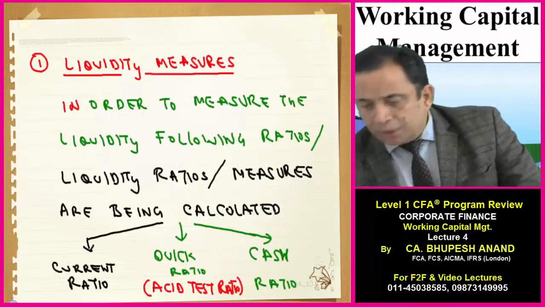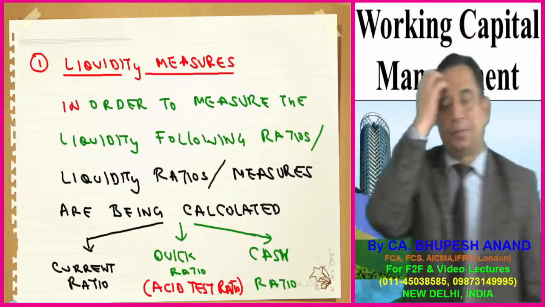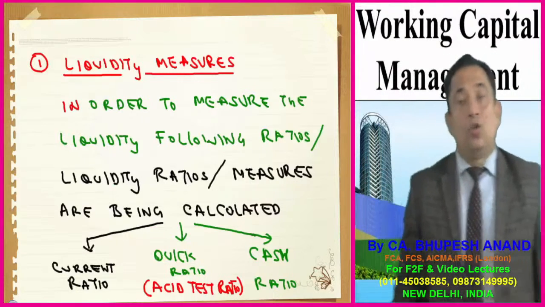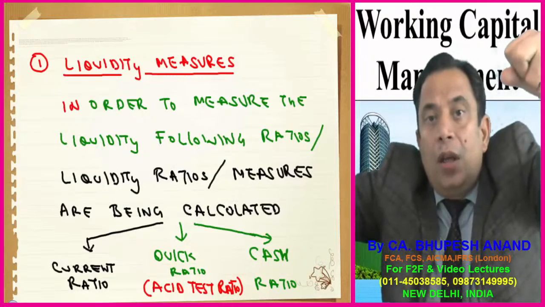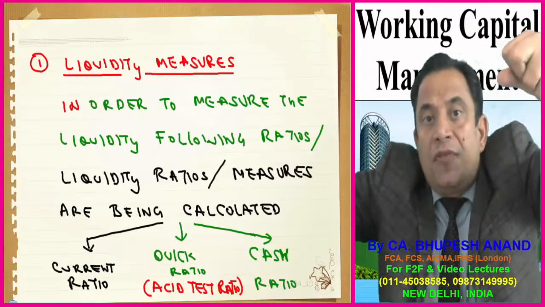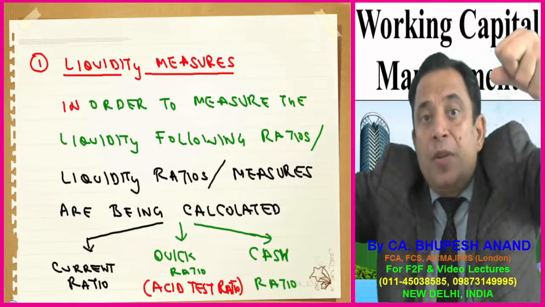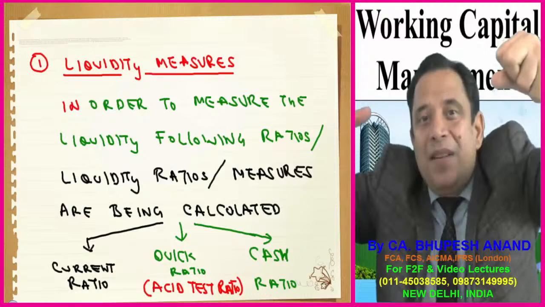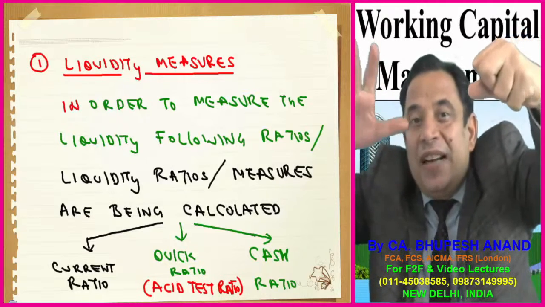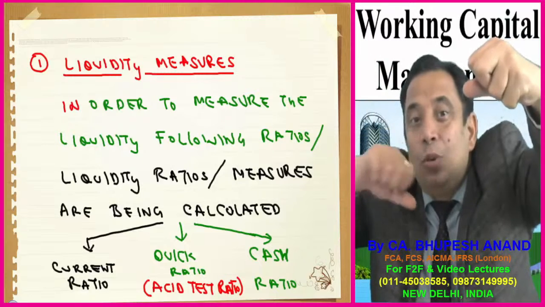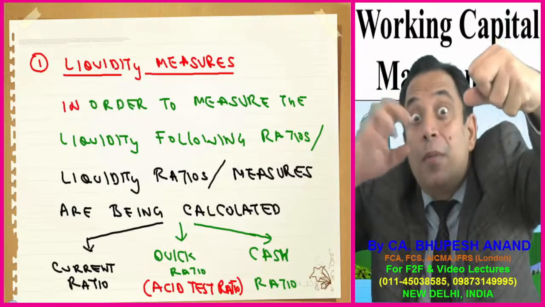So the first point is liquidity measures. In order to measure, we need those tools. I have given the example of a doctor. Just like a doctor uses different types of tools and instruments in order to diagnose the disease, on the same basis, a CFA, a financial analyst, will use different types of measures and tools in order to diagnose what the problem is.